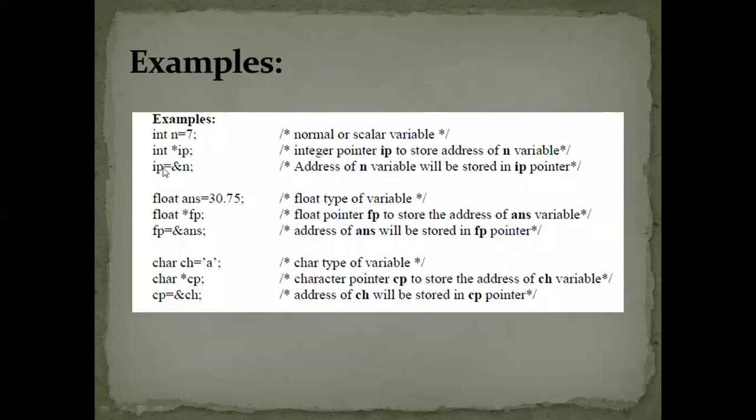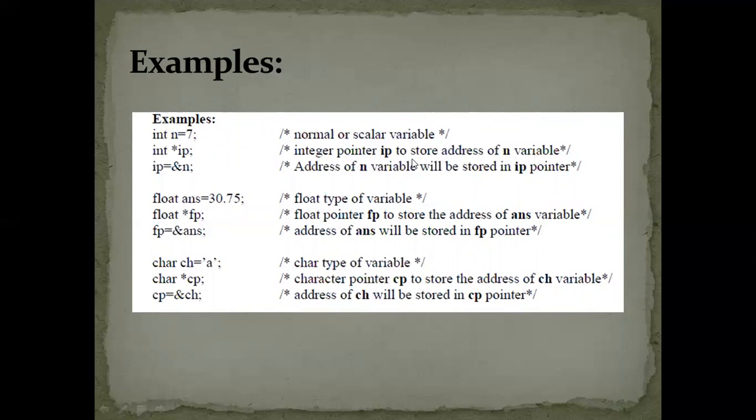Okay, so here are some of the examples they have given. int n = 7. So this is a normal or scalar variable. We have assigned 7 to the variable n. Next, int *ip. What is this? It is an integer pointer ip to store address of n variable.